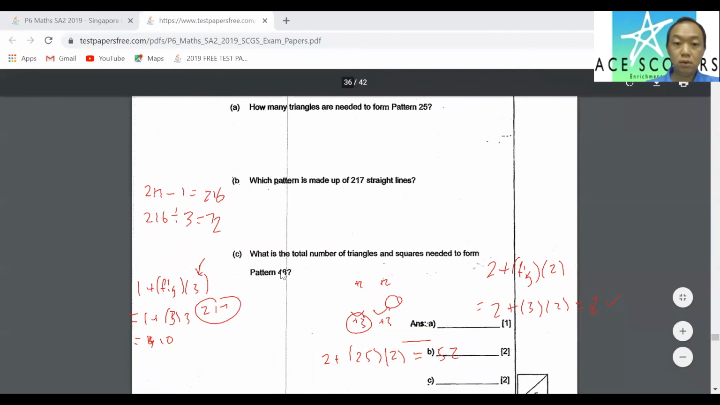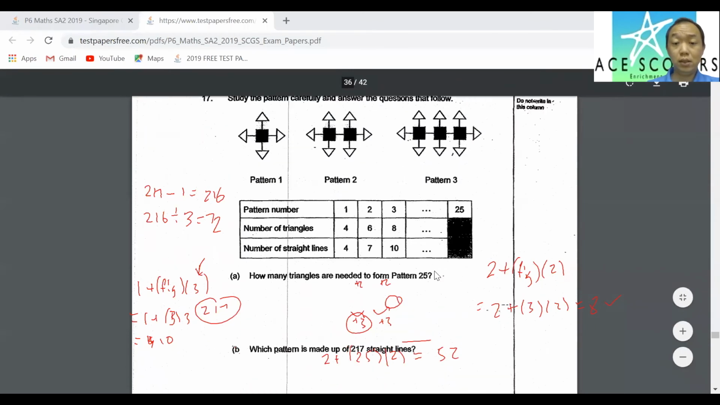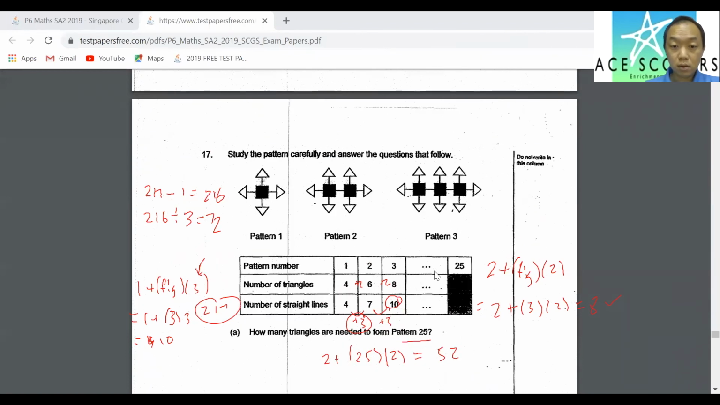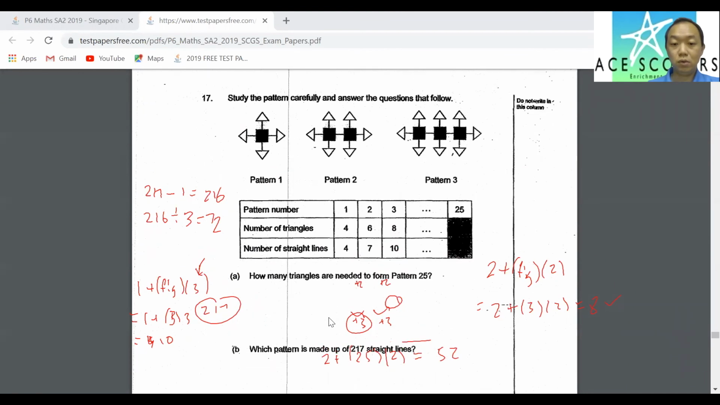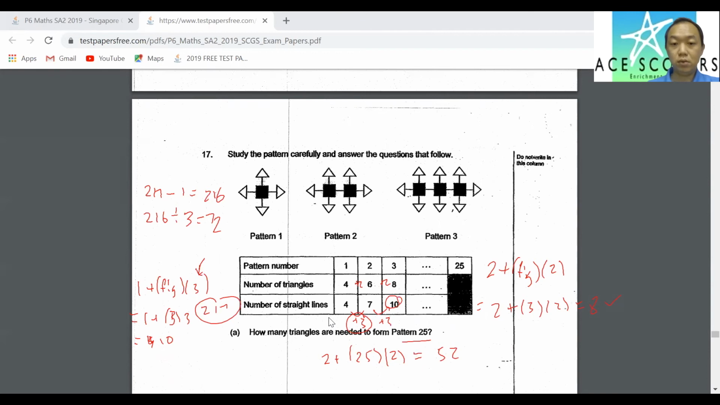Next question. What is the total number of triangles and squares given for pattern 48? Pattern 48. Okay, so number of triangles and what? Squares. Triangles and squares. Okay, we only have triangles. The pattern number is equal to the number of squares. So I just need to find triangles. Pattern 48. So how many triangles are there in pattern 48?